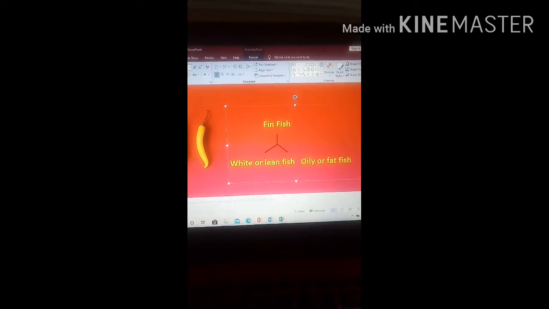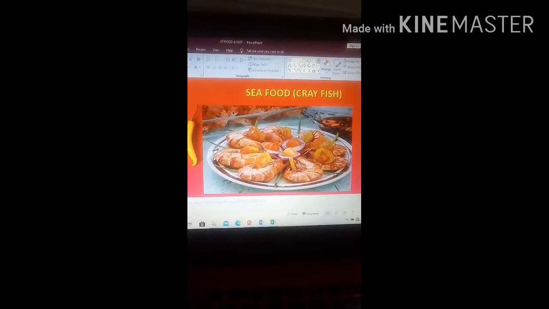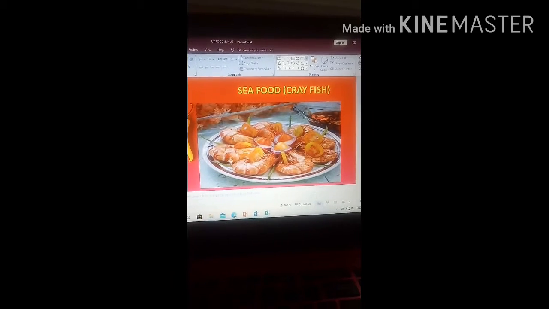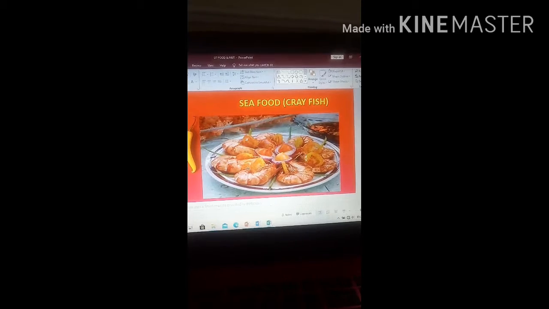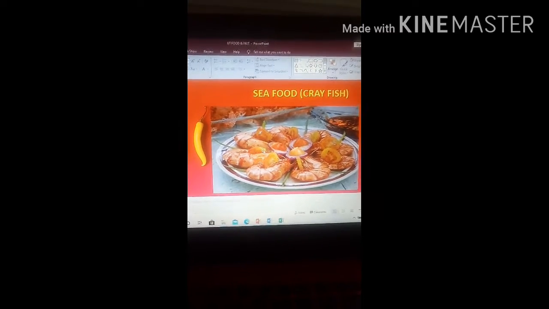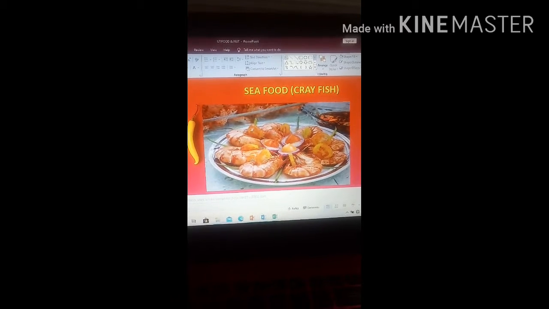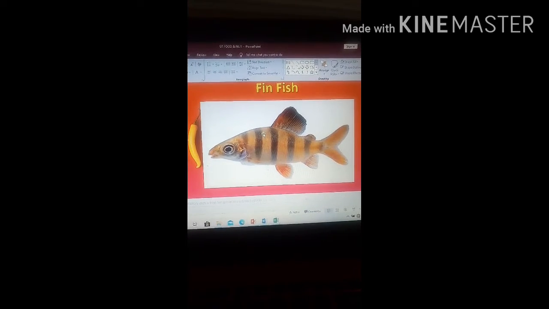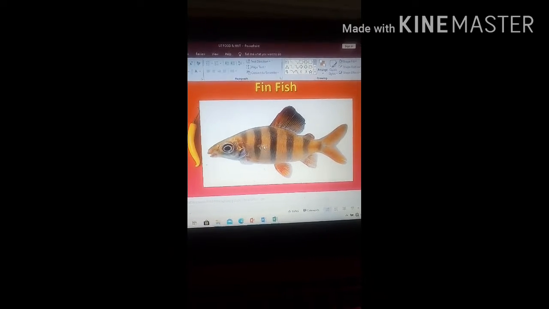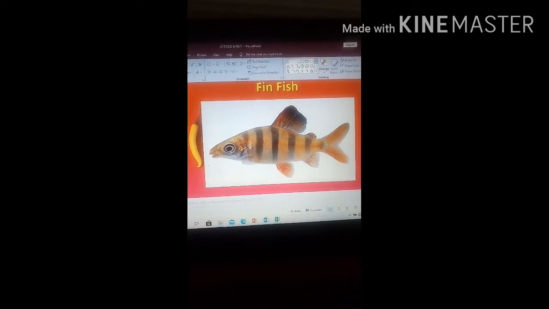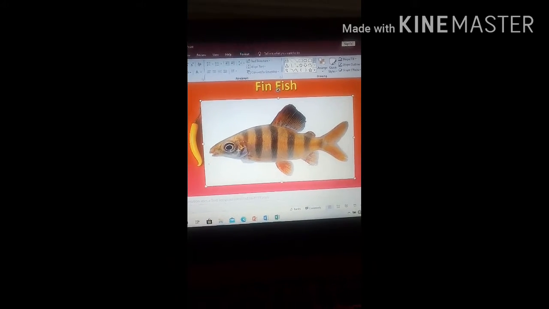So let's see one seafood. This is crayfish. Crayfish is an example of seafood. Then this is a fin fish. Fin fish live inside the water and they have fins all around their body. This is a structure showing fin fish.